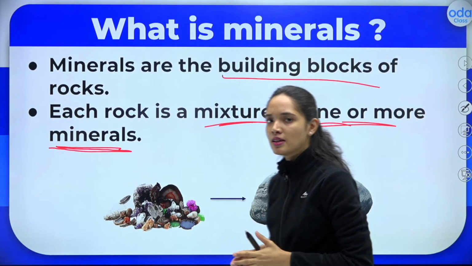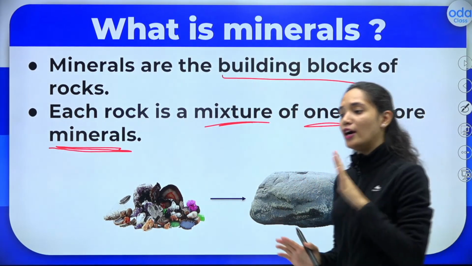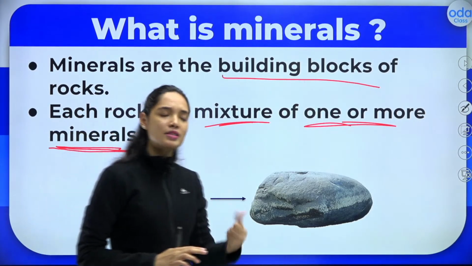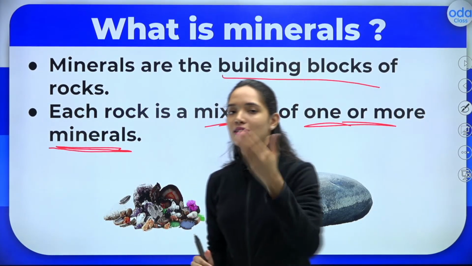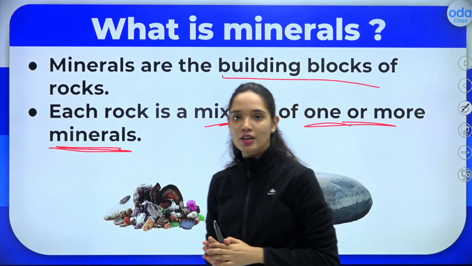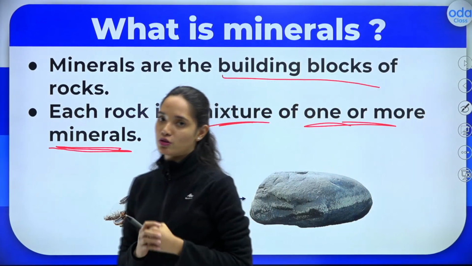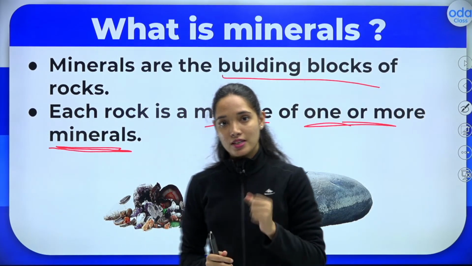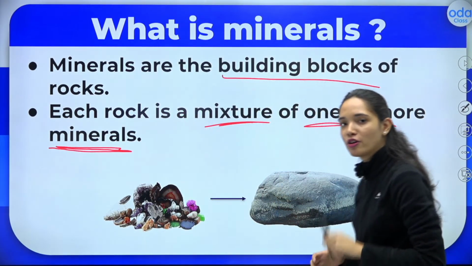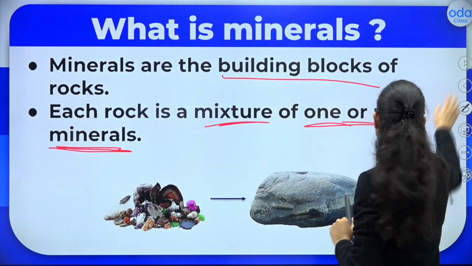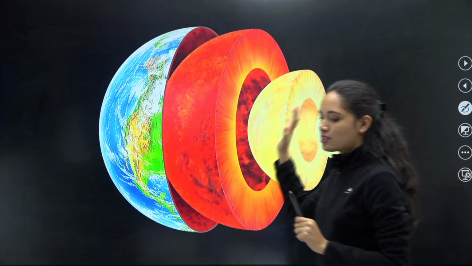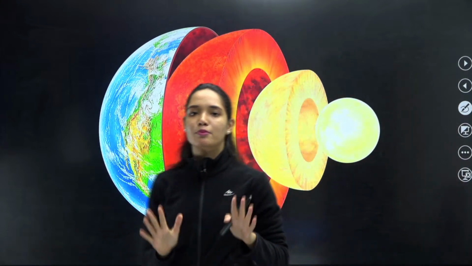Okay students? Clear? So what is a rock? A rock is a natural solid material or a solid substance that is made up of mineral. And mineral is a chemical substance which is considered as a building block of a rock. And each and every rock on our earth is made up of a mixture of one or more minerals. So students, now let's move ahead and learn different types of rocks.